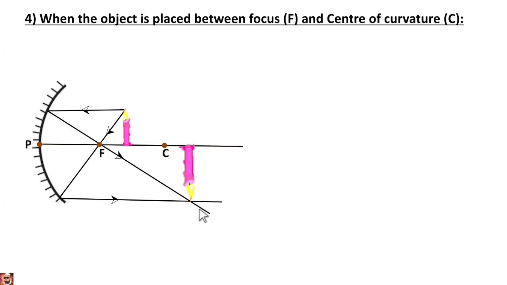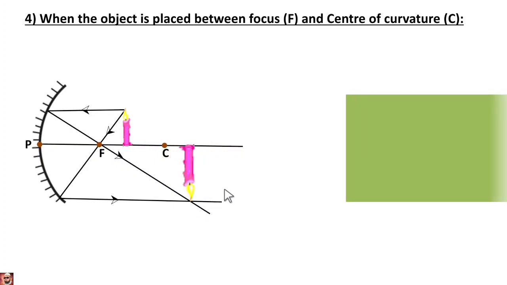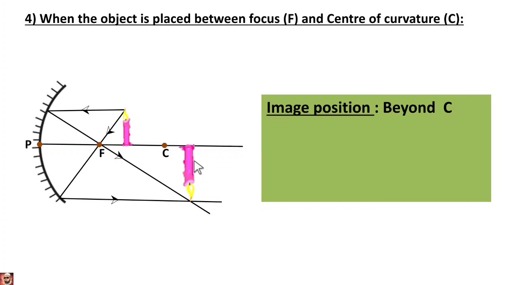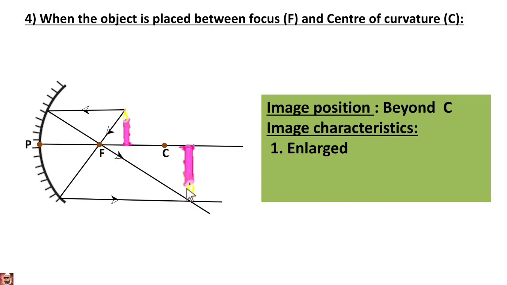Now where the image is forming, the image position is beyond C. It means beyond the center of curvature. And what are the characteristics? The characteristics are here, it is an enlarged image, inverted, and it is forming outside here. So that's why it is also a real image.